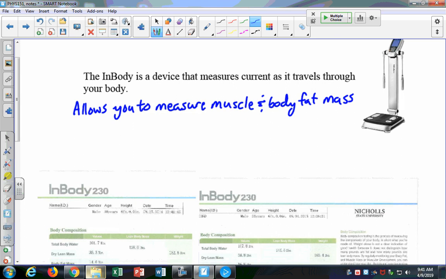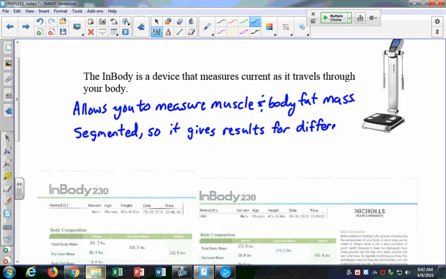Do they have one on campus back in your department, or something similar, for athletic training folk? In athletics, you'll have one? And it's also segmented, so it gives results for different parts of the body.